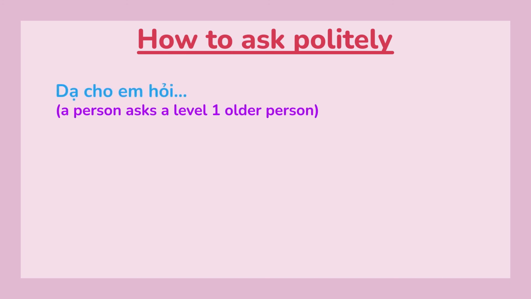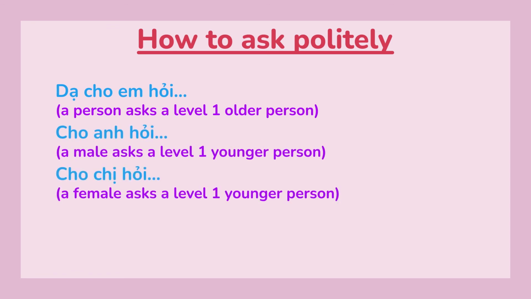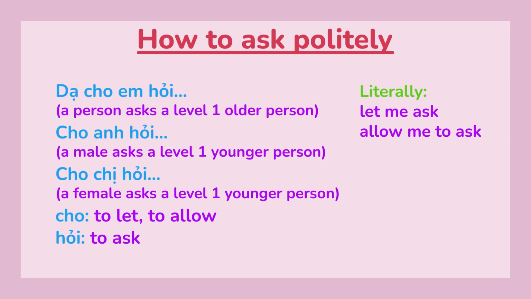Usually, to initiate a conversation by asking someone a question politely, you should first say dạ, cho em hỏi. Cho anh hỏi. Cho chị hỏi. Here, cho means to let or to allow. Hỏi means to ask. So, literally, the phrase means let me ask, allow me to ask. Actually, it means may I ask in formal English.